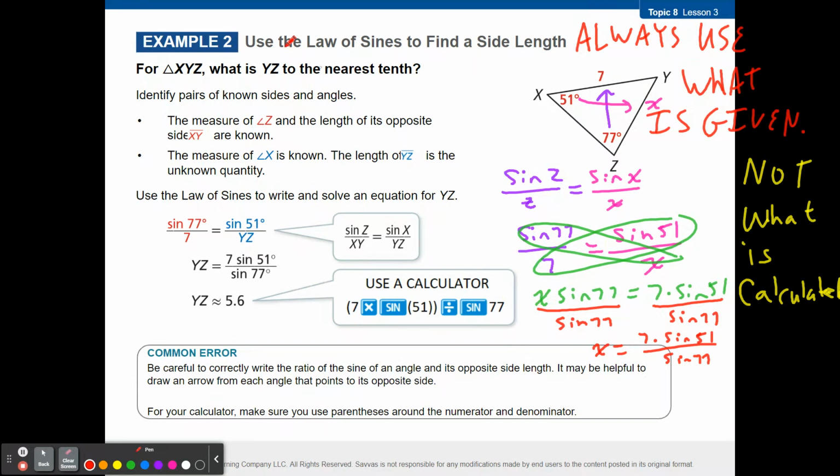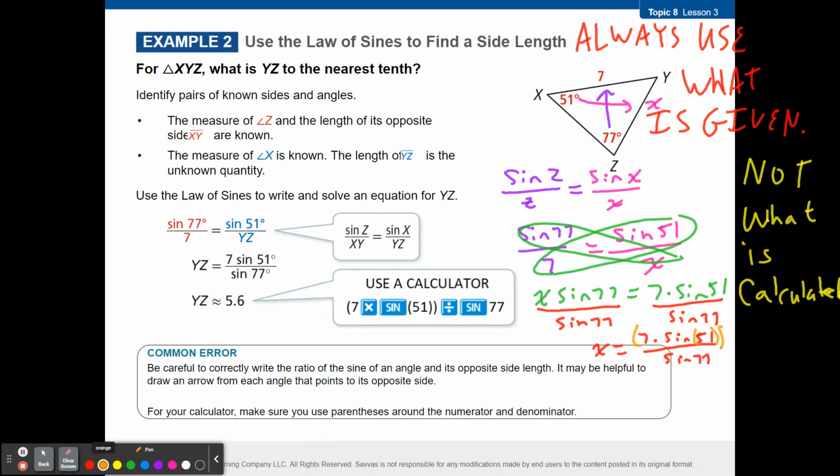Here is how you put it in your calculator. You guys see this right here? I cannot stress enough: do you notice how the whole numerator is in its own little set of parentheses? You need to do that. So it's going to look like this. I'm going to put a parenthesis, 7 times sine, and then the trig function has its own parentheses, and then I'm going to close it the second time. You should have 2 parentheses at the end and then hit division, sine of 77. Try that in your calculator right now.